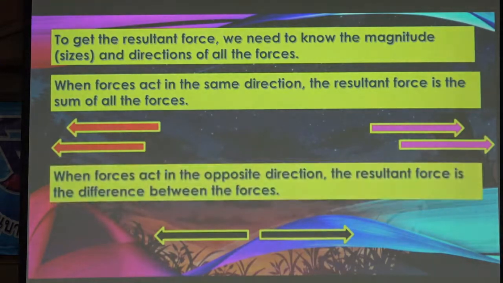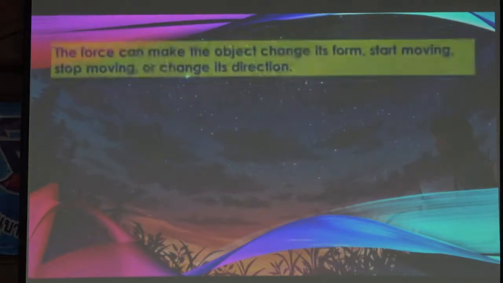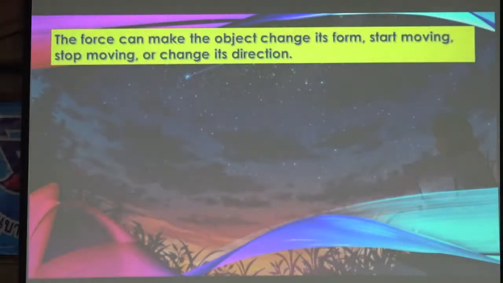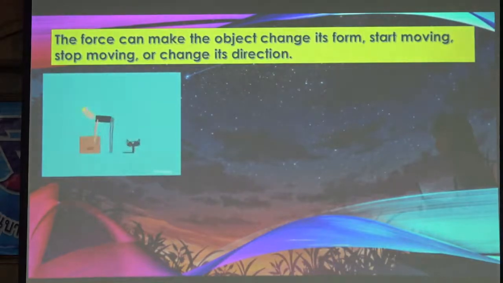When forces act in the opposite direction, the resultant force is the difference between the forces. You can see these arrows, they're going in opposite ways. One going to the left, one going to the right. So the force can make the object change its form, start moving, stop moving, or change its direction. As you can see in this box, this guy is carrying it, so he starts moving, he stops, and then changes to the opposite direction.